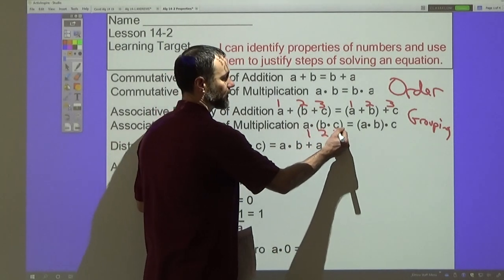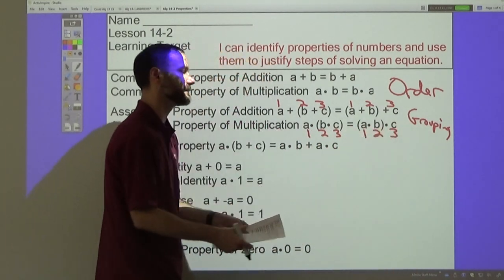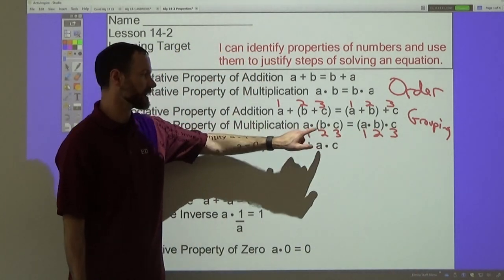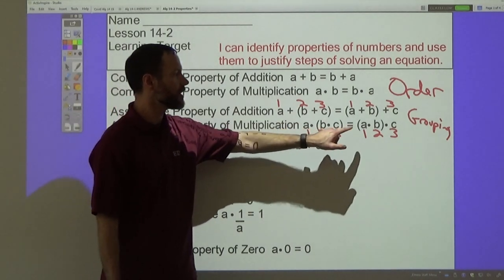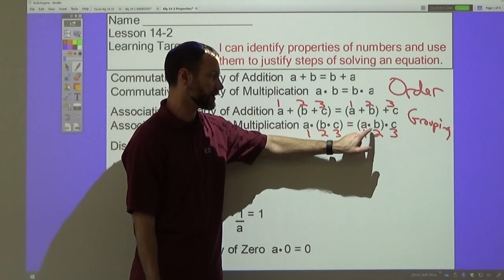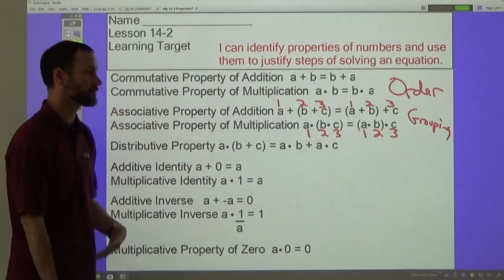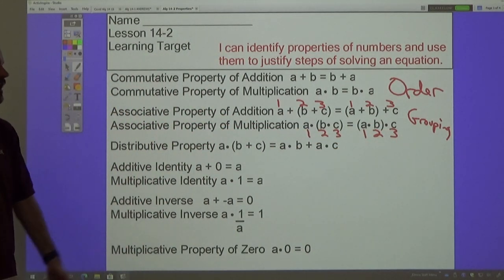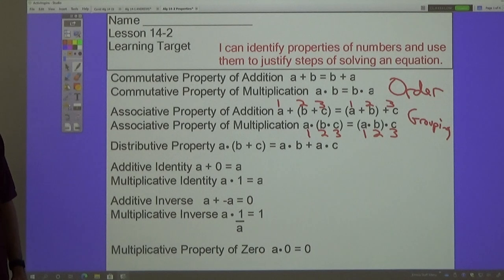So associative property of multiplication, again, it works the same way. If we had 1, 2, and 3 as our A, B, and C, 2 times 3 is 6, times 1 is 6. 1 times 2 is 2, doing inside the parentheses first, times 3 is 6, so 6 equals 6. All we're doing is changing inside the group.